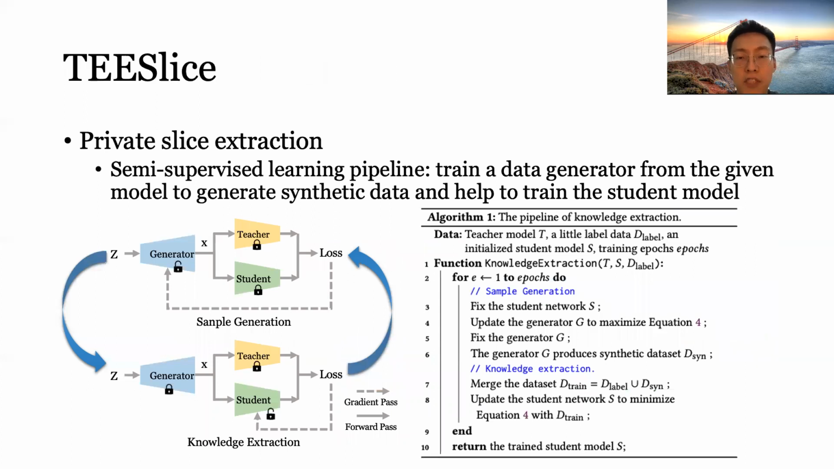The goal of semi-supervised learning is to supply diverse training data, as the defender may not have all the data during the time of slice extraction. Thus, we train a data generator along with the student model iteratively. The generator consistently generates synthetic data to improve the student model.